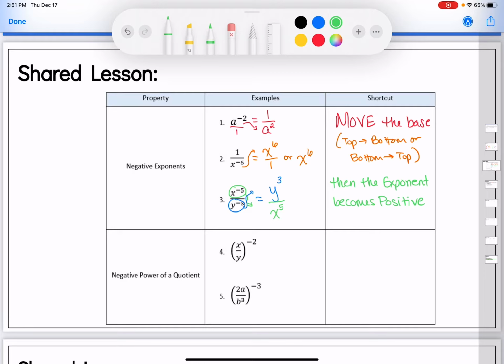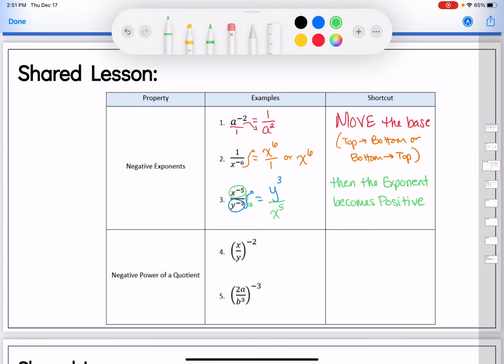If you still have a negative exponent in there, you can move it wherever it needs to go, top or bottom, and then your answer will have all positive exponents. So answers should always have only positive exponents. You're not done until they're all positive. Okay, so the shortcut is to move the base. You can also think of that as kind of like a reciprocal. That's the idea, and that's going to come into play here on our bottom two.